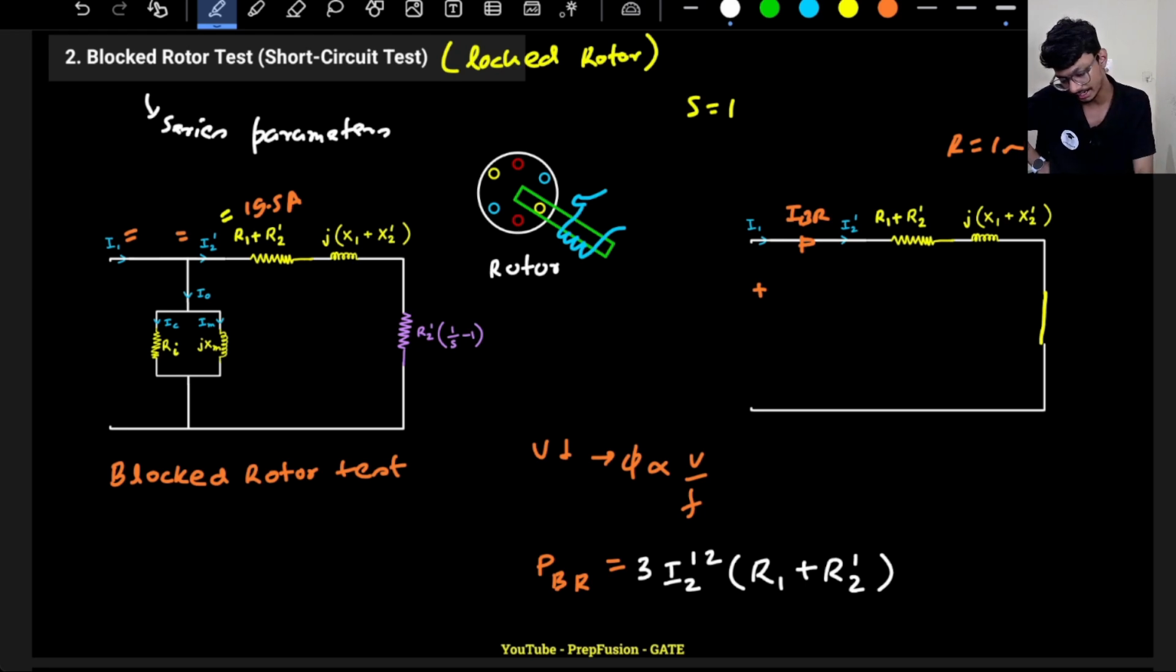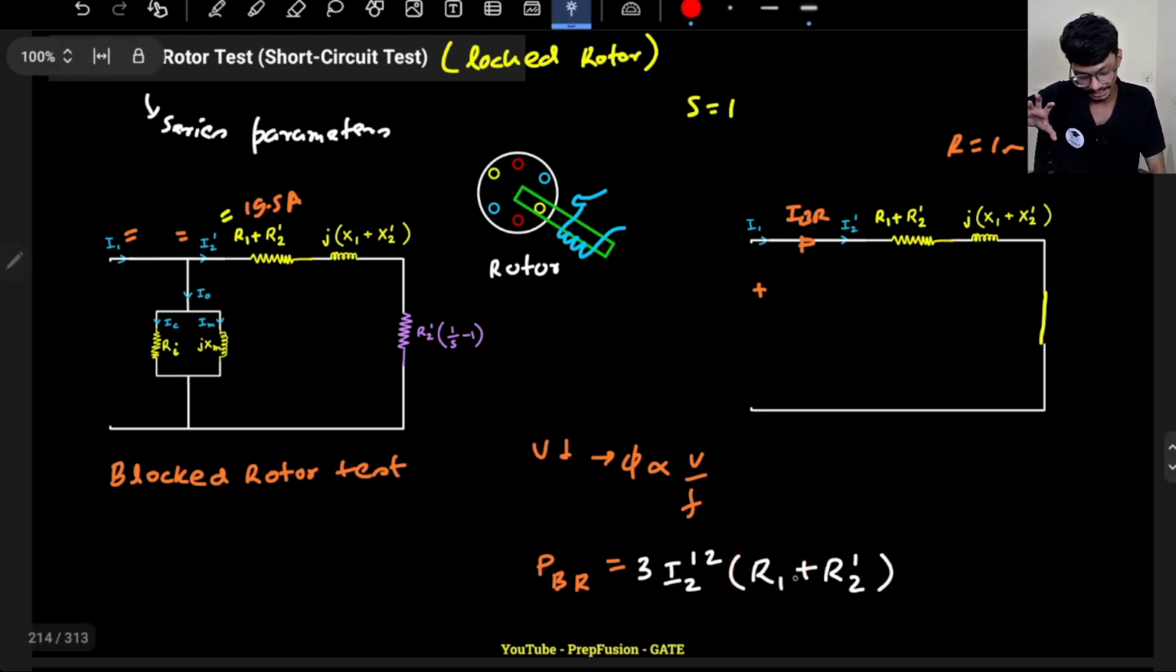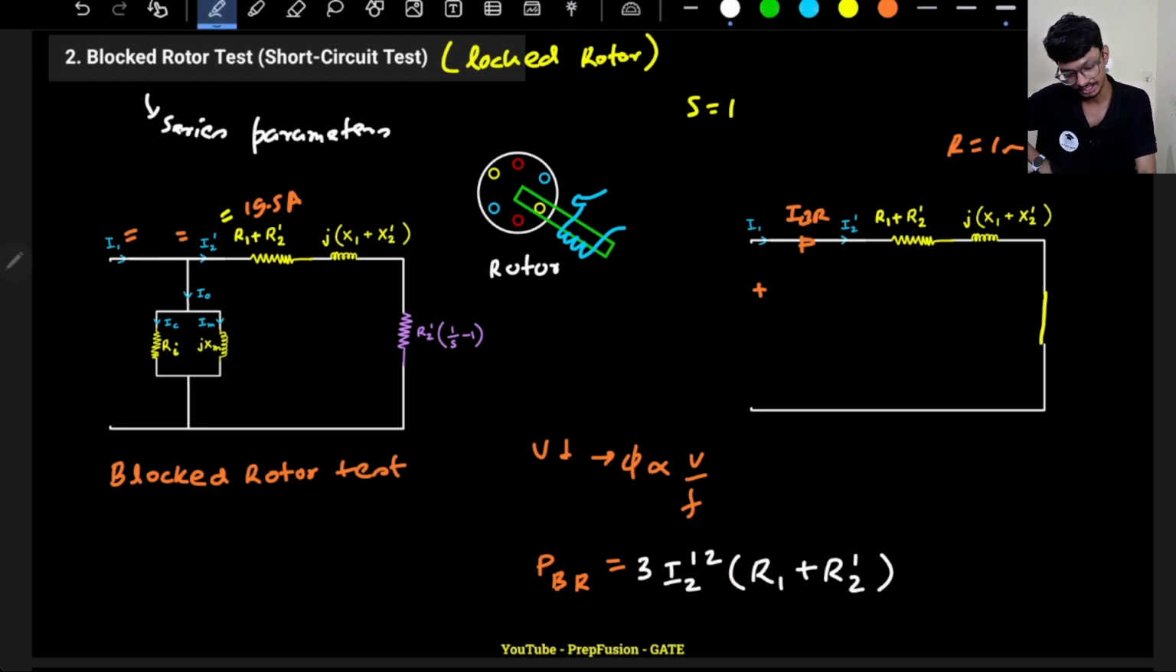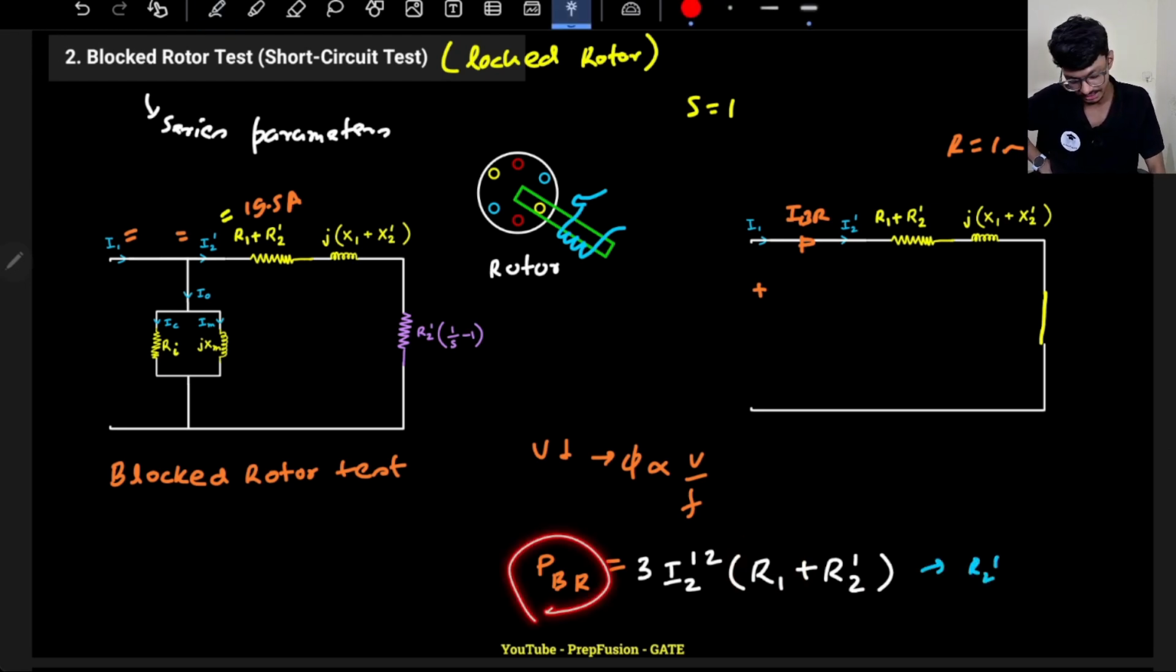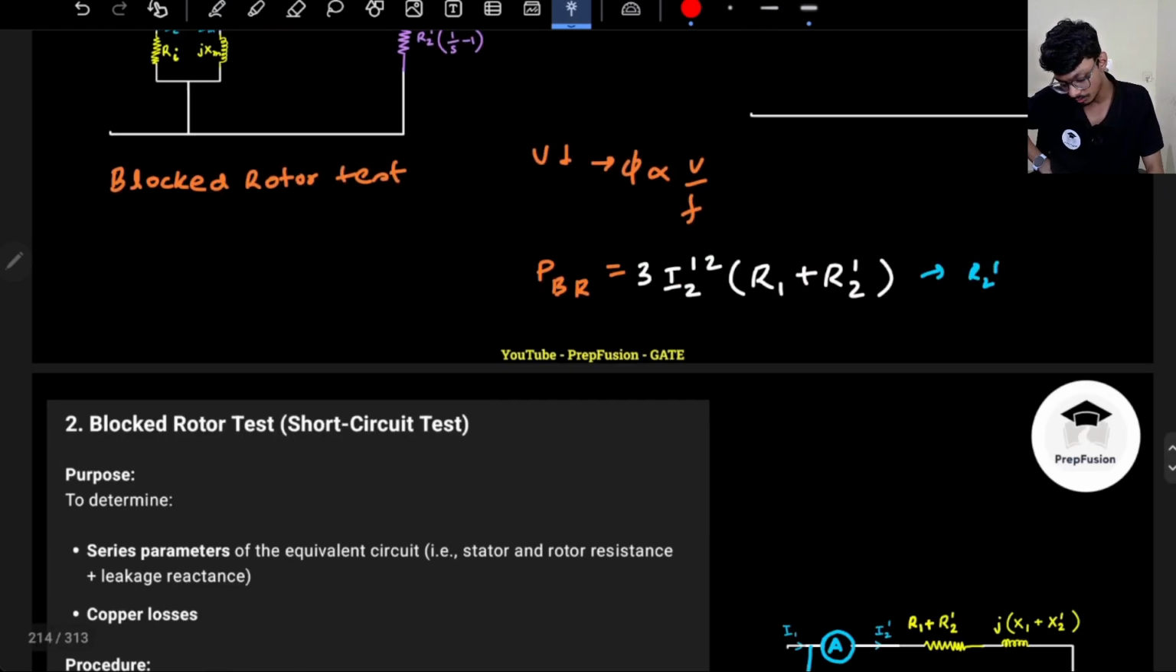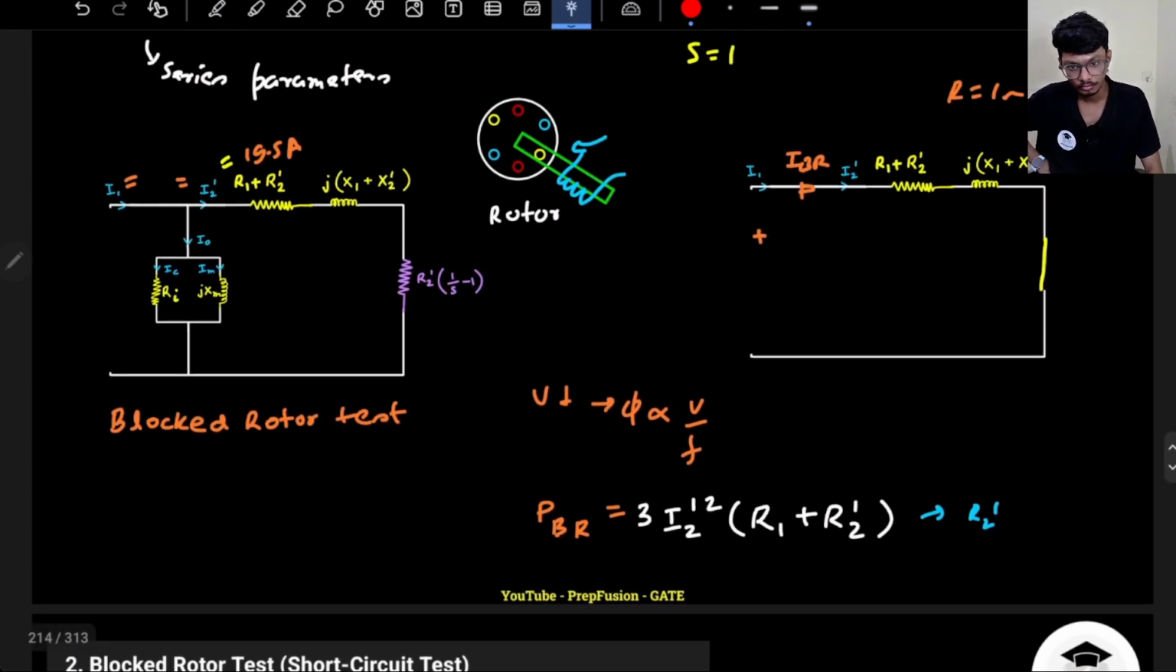From here I can directly, already from the previous test, find out R1, and because I know R1, I will be able to find out R2 as well, because there is a wattmeter and an ammeter that will measure the current, right? Basically from here I can directly find out R1 and R2 dash. Also one more thing, I have a voltmeter, right? What will the voltmeter measure?